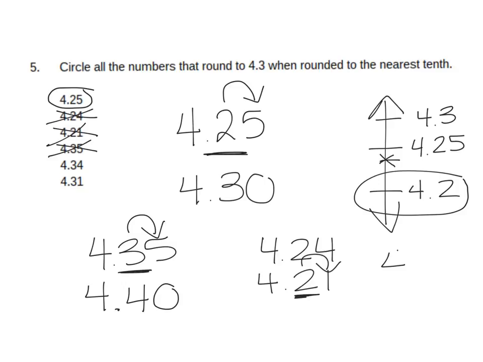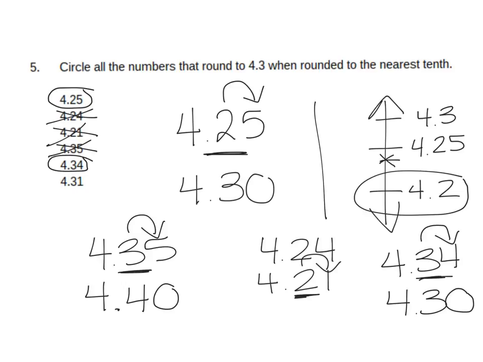Then we've got 4 and 34 hundredths. Underline the 3, look to the right. The 4 tells me we're not going to round up, so the 3 stays the same. Everything before it stays the same. Everything after it changes to a 0. That does round to 4 and 3/10.